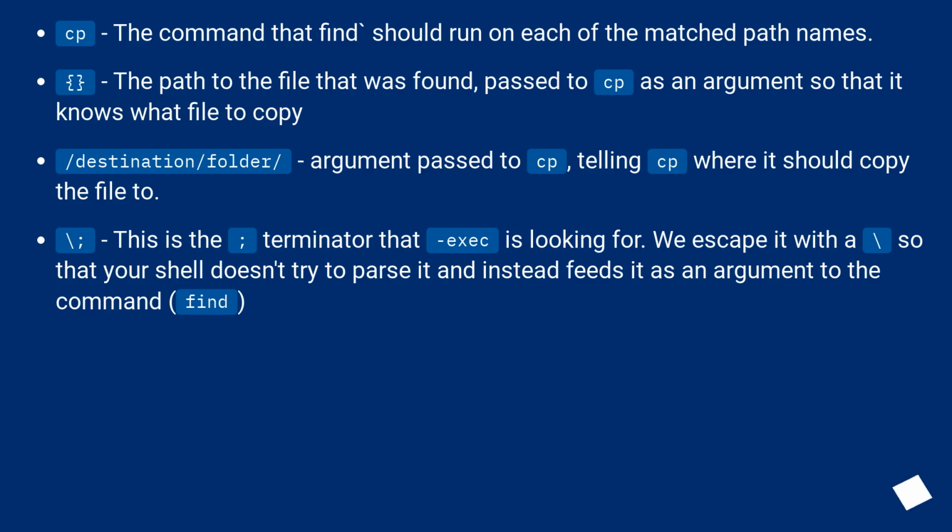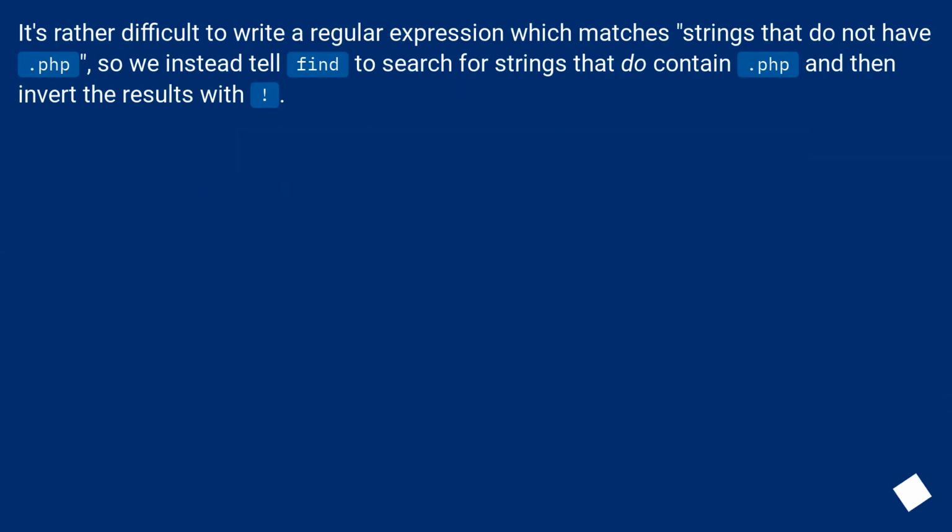\;: this is the terminator that exec is looking for. We escape it with a backslash, so that your shell doesn't try to parse it and instead feeds it as an argument to the command, find. It's rather difficult to write a regular expression which matches strings that do not have .php, so we instead tell find to search for strings that do contain .php, and then invert the results with !.